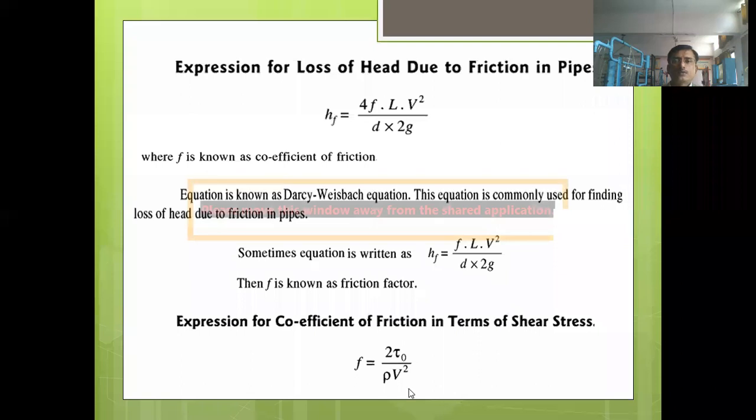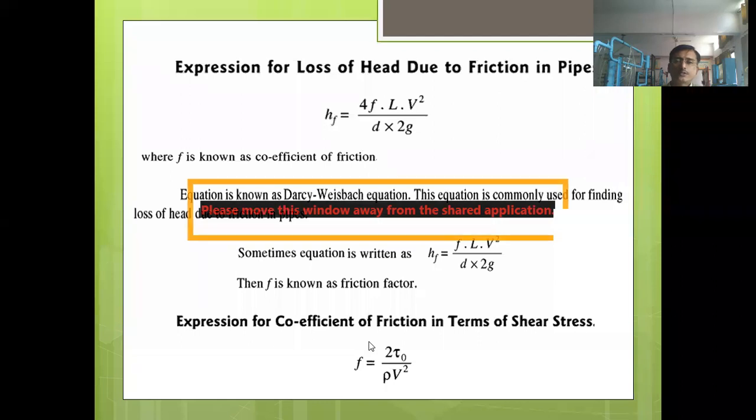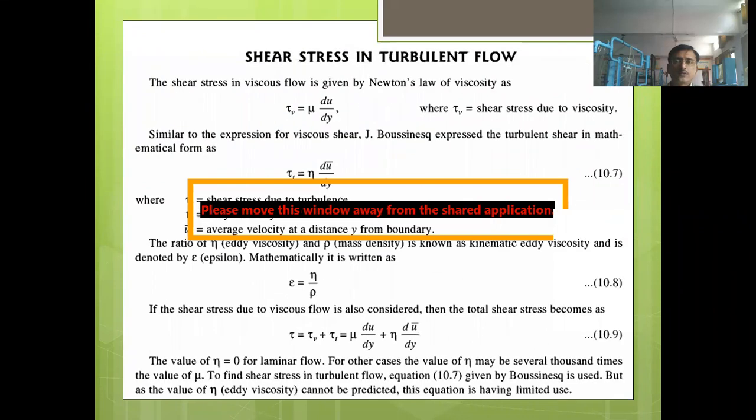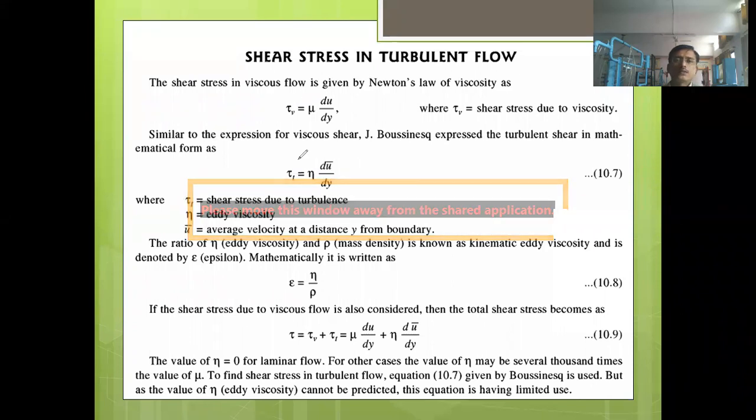Expression for head loss. This expression we are going to see afterwards, so don't write this. Write just this expression for coefficient of friction in terms of shear stress, or directly we will come here. Note down these equations. Write down this sentence. This one, and then this one.